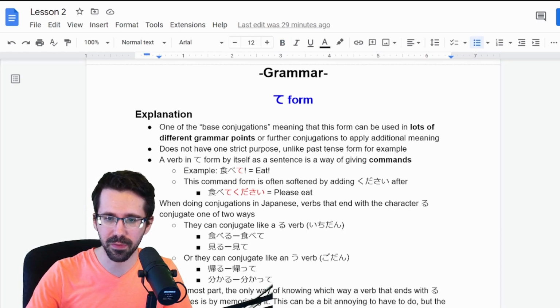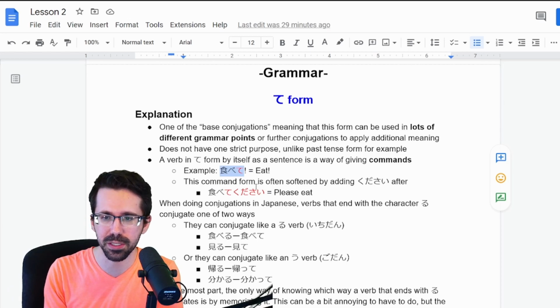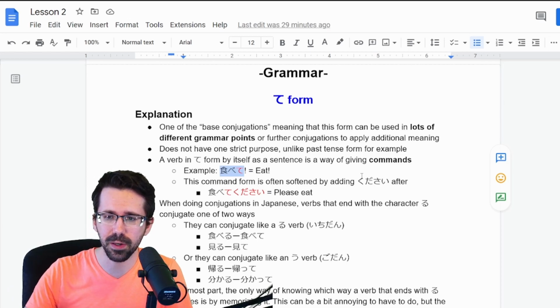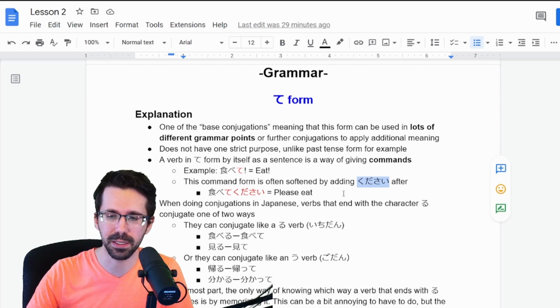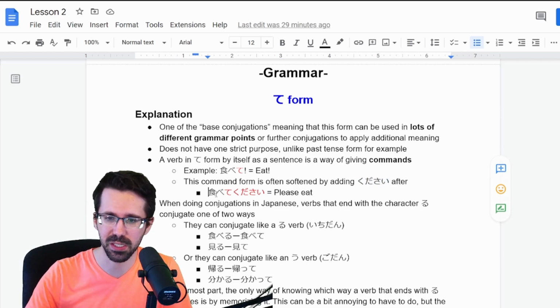And look at an example of that. We know that taberu is to eat. If we make it into te form, it sounds like tabete, which again is a command when you're telling somebody to eat. It's very common to use kudasai after te form command in order to make it more polite by saying please. Tabete kudasai is what that might sound like.